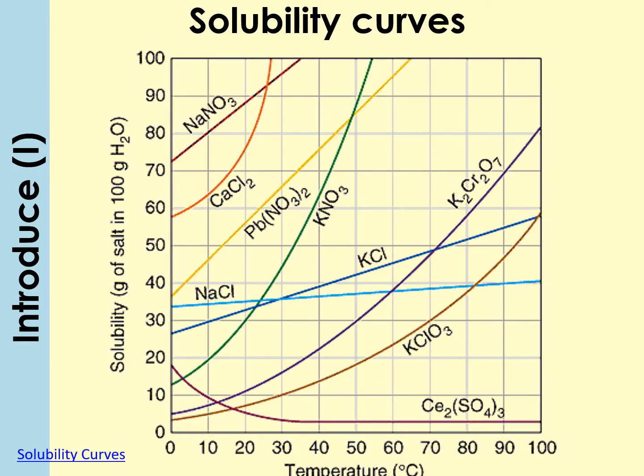Now we're starting to become familiar with this process of dissolving, and we said some things dissolve better than others. So for example, sugar is really soluble. It dissolves really well. Sand is insoluble. It doesn't dissolve. And we can compare the solubility of different substances using a solubility curve. So let's have a look at what this curve shows.